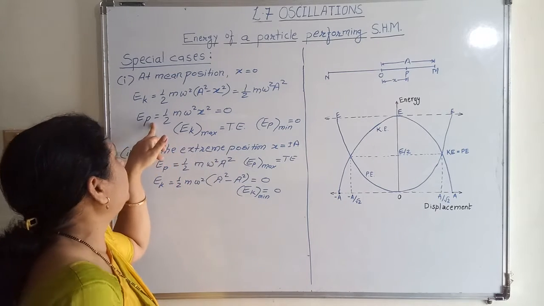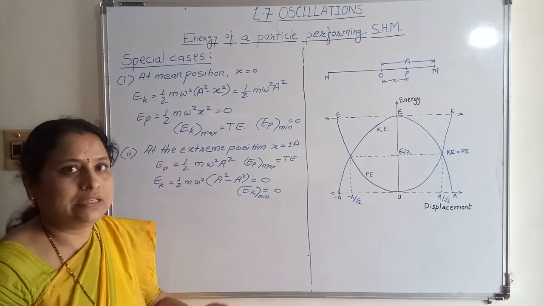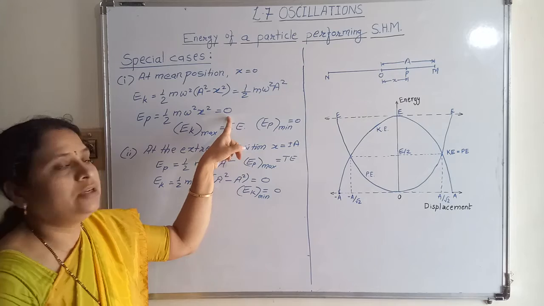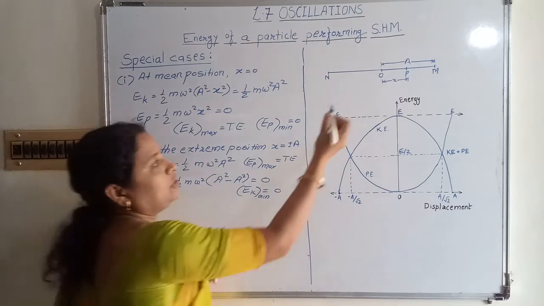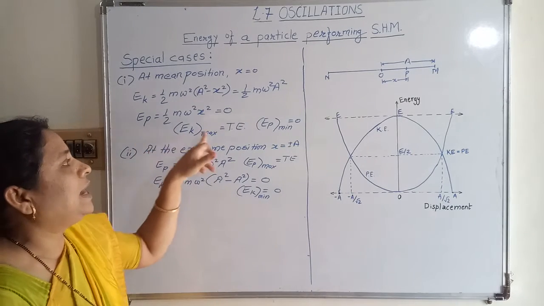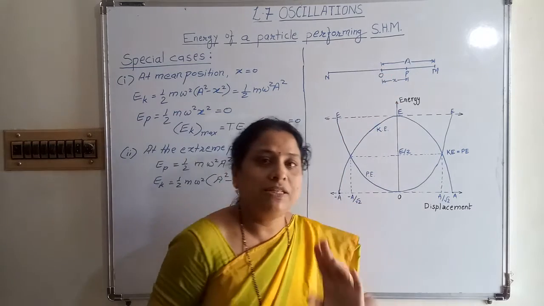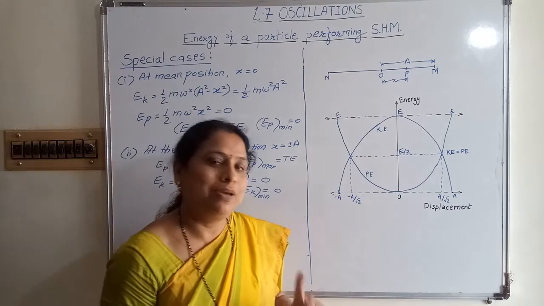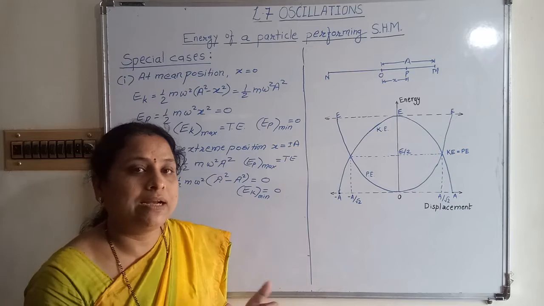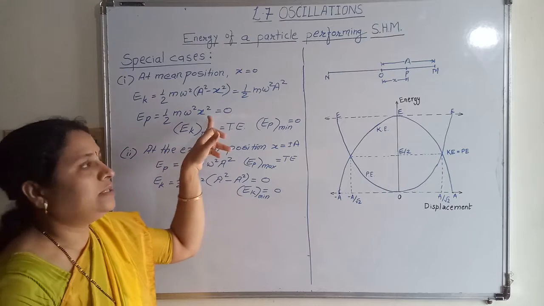And at mean position, the formula for potential energy is half m omega square x square. When we put x equal to 0, we get the potential energy is 0. Thus at mean position the potential energy is 0 and the kinetic energy is maximum. Actually we know that at mean position the velocity is maximum, that is V max equal to a omega, and that's why the kinetic energy is also maximum at the mean position, equal to total energy, and the potential energy is 0.